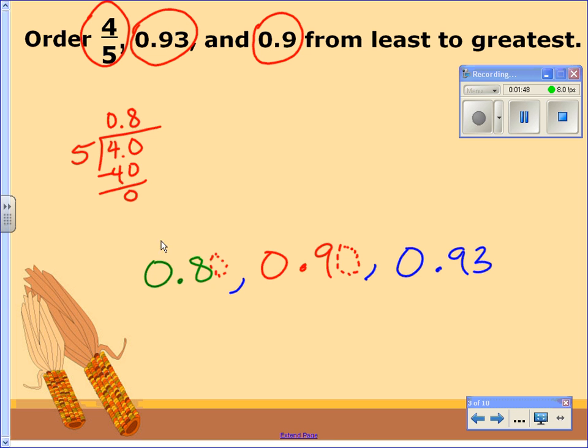Now, I have to go ahead and put my answer back into its original form, which was 4/5. Okay, next one.